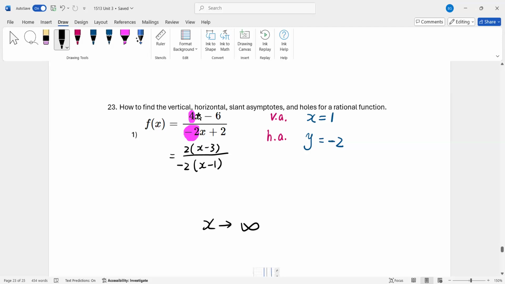How fast does the numerator run? 4 times x. What about the denominator? How fast would the denominator run? -2 times x. So we put them together, 4 over -2. That is the horizontal asymptote. Does that make some sense?